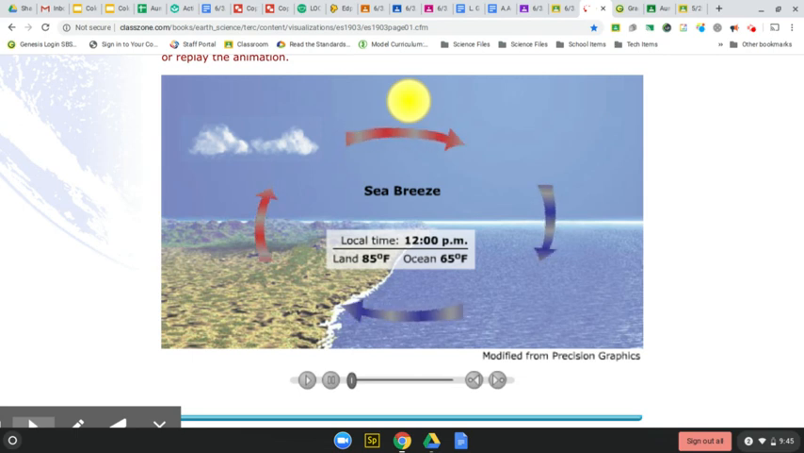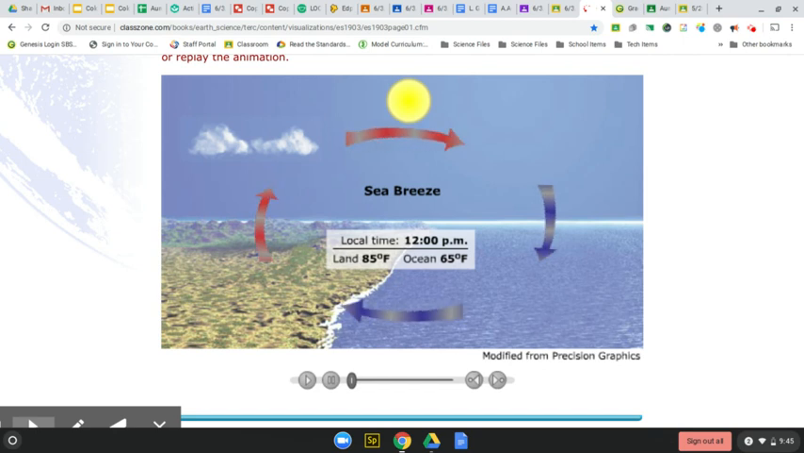So, we spent a day learning about the wind. That was Tuesday. Yesterday, Wednesday, we started to explore local versus global winds. And today, I would like to focus on some local winds, and those are called sea breezes versus land breezes, two very important types of local winds. So, this animation is going to give us a little bit more detail about that.